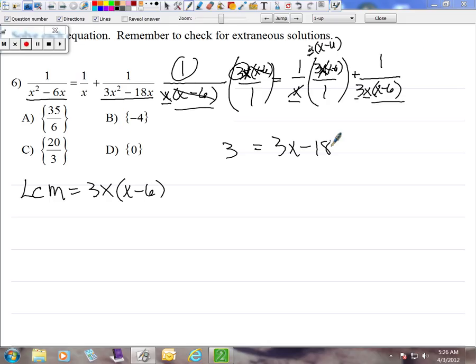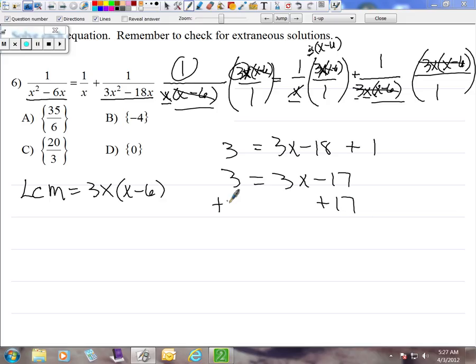All right, let's multiply the last one here. This is going to work out nicely. When we multiply by the least common multiple of 3x, x minus 6 over 1, well, that cancels it all. Leaves us a plus 1. And we're back to a linear equation. Just go ahead and combine like terms. Negative 18 and 1 is negative 17. We're solving for x, so we're going to add 17. And we end up with this. Divide both sides by 3. And we get x is 20/3.